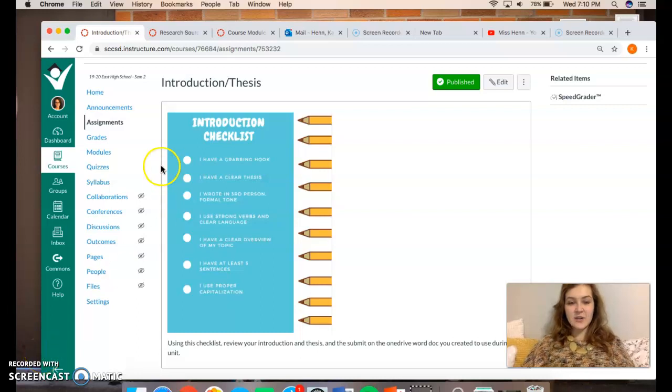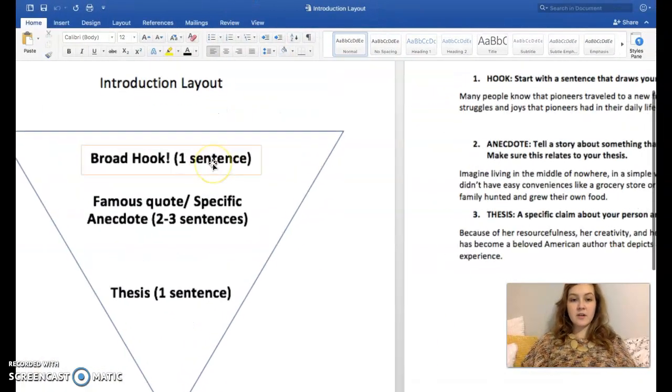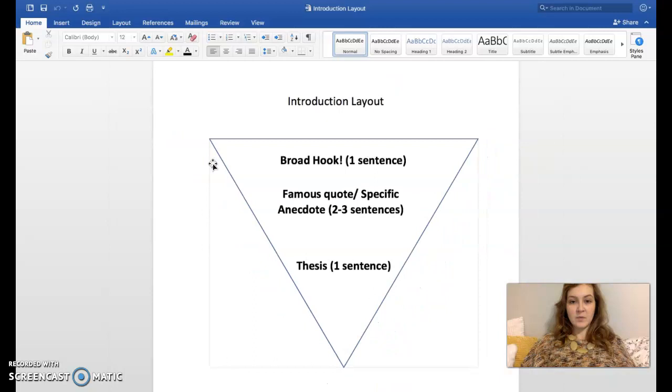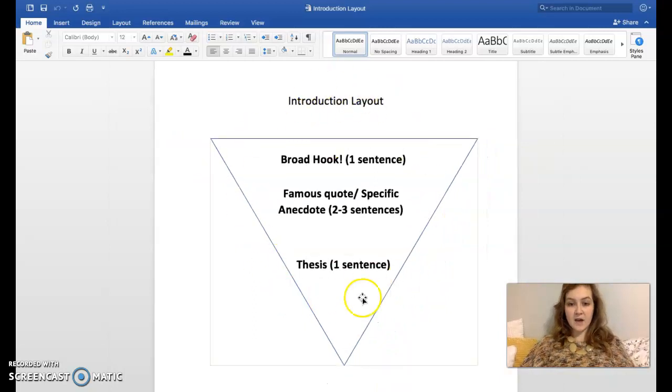Hi guys, so if you have missed the assignment Introduction/Thesis, you will need to come to this assignment on Canvas, and I'm going to walk you through a little bit of a lesson for how to create a really solid introduction. Okay? This is what we went over in class if you weren't here. We went over the introduction layout.